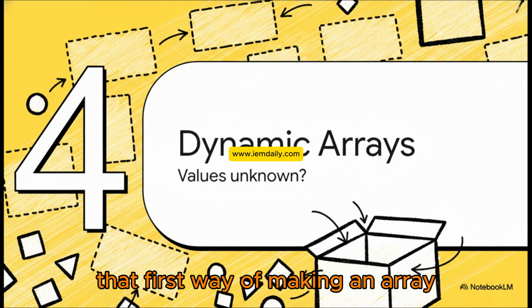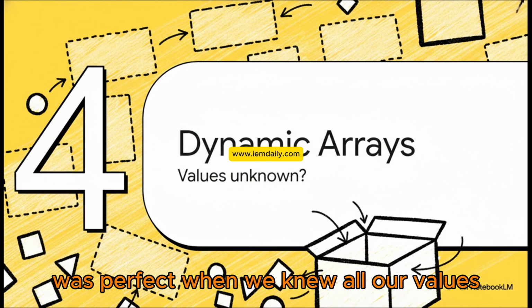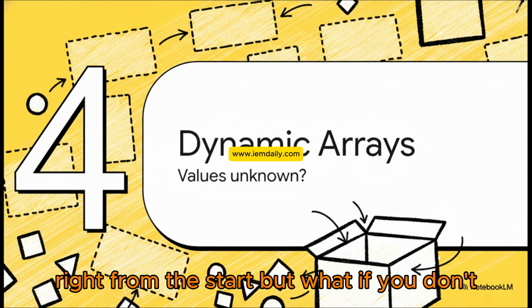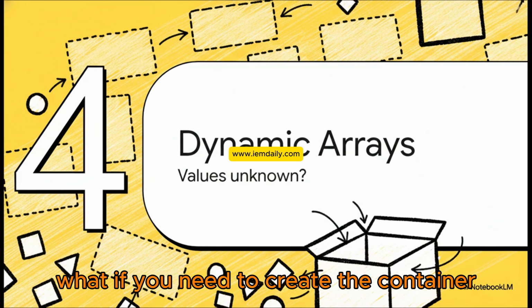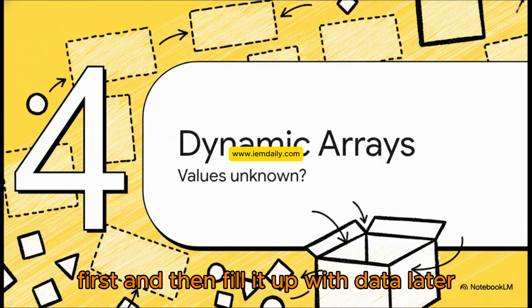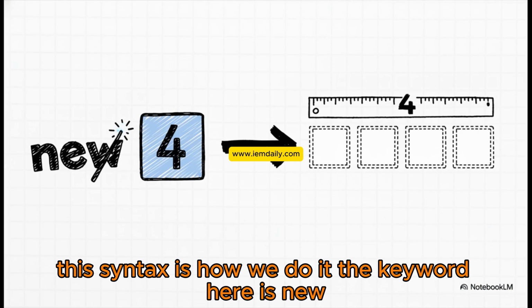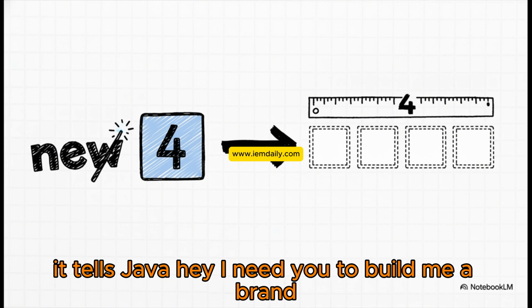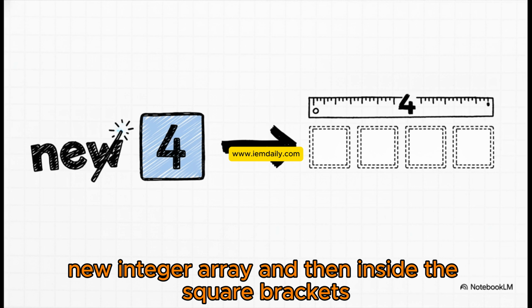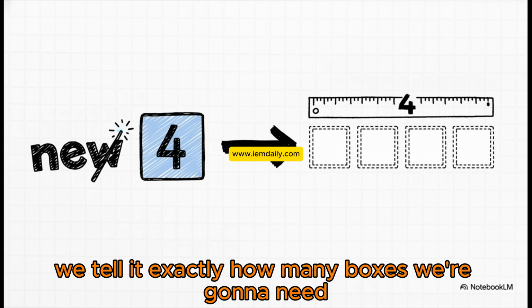That first way of making an array was perfect when we knew all our values right from the start. But what if you don't? What if you need to create the container first and then fill it up with data later? This syntax is how we do it. The keyword here is new. It tells Java, hey, I need you to build me a brand new integer array. And then inside the square brackets, we tell it exactly how many boxes we're going to need.